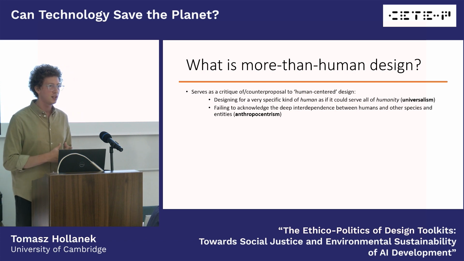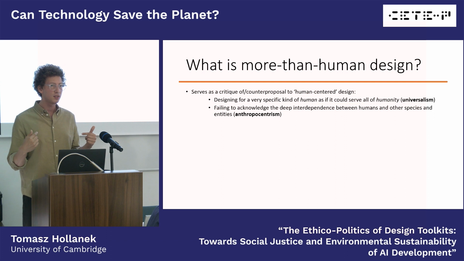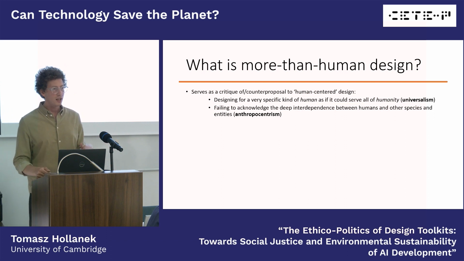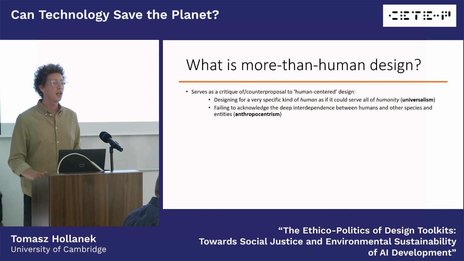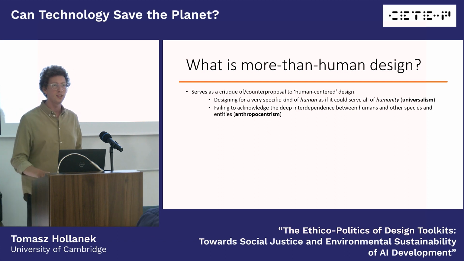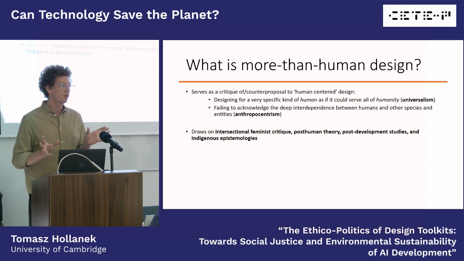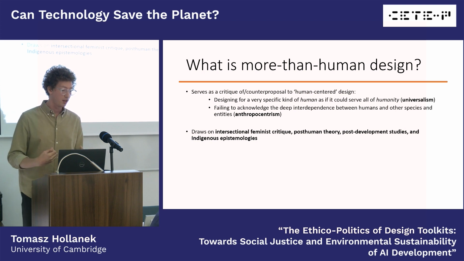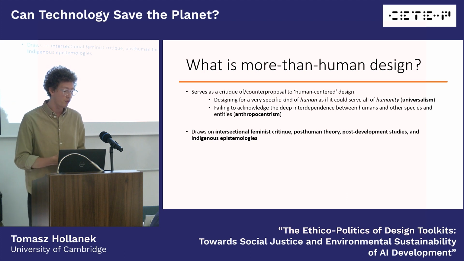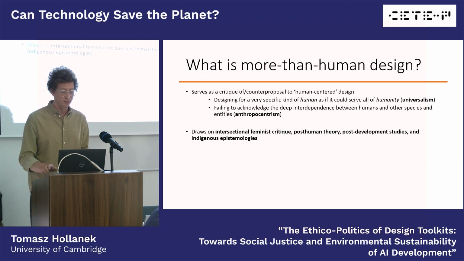So more than human design is, on the one hand, a critique of this implied universalism of human-centered design. And on the other hand, and most importantly for us today, it is also a critique of the implied anthropocentrism of human-centered design. So can we think of non-human animals in design? And if so, what would that mean? This bigger framework, more than human design, draws on various theoretical positions from intersectional feminist critique, post-human theory, post-development studies, indigenous epistemologies, among others.